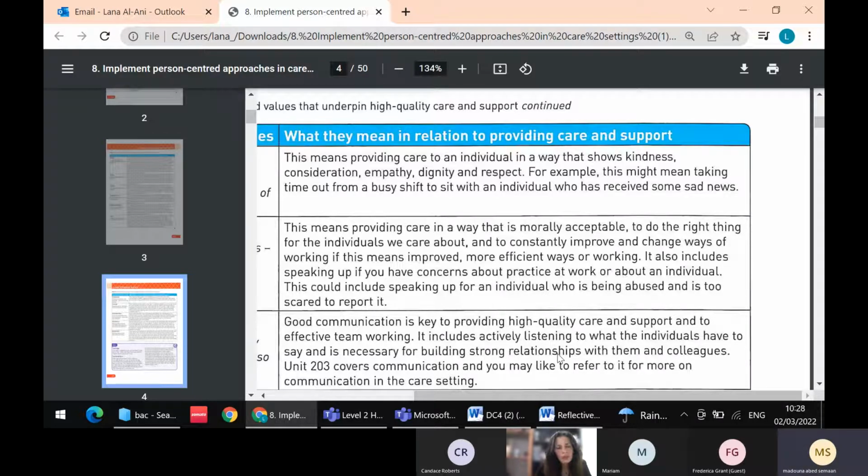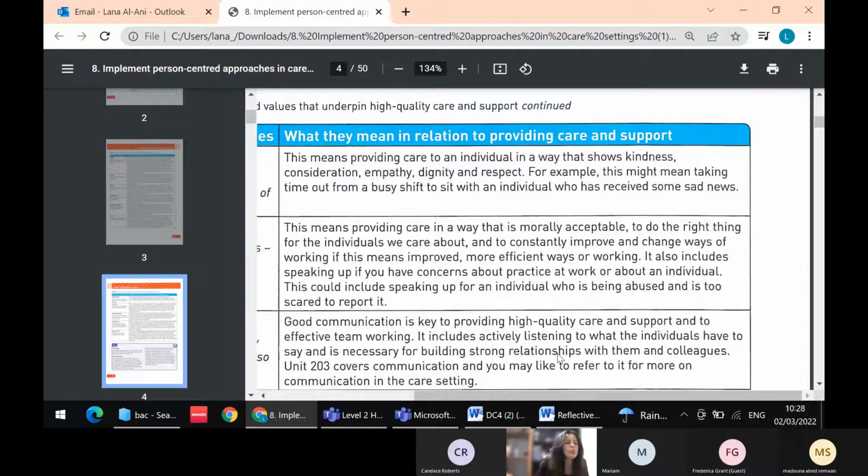Providing care in more efficient ways, changing how we work with clients. Okay, so this means providing care in a way that is morally acceptable. So we do the right things for each person we care for, and we always think about improving or changing our way to suit them.